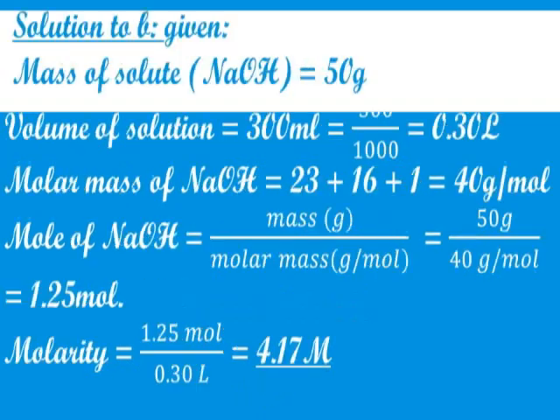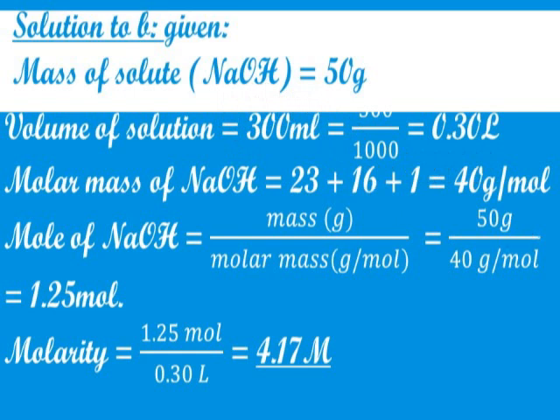Now let's look at the next part of it, solution to B. In question B, the mass of the solute is given to be 50 gram, and then the volume of the solution is given to be 300 ml. We have to convert the 300 ml to liter. If you convert 300 ml to liter by dividing by 1000, you're going to have 0.30 liter. In this case, the mole of sodium hydroxide is not given, so we calculate the mole of sodium hydroxide.